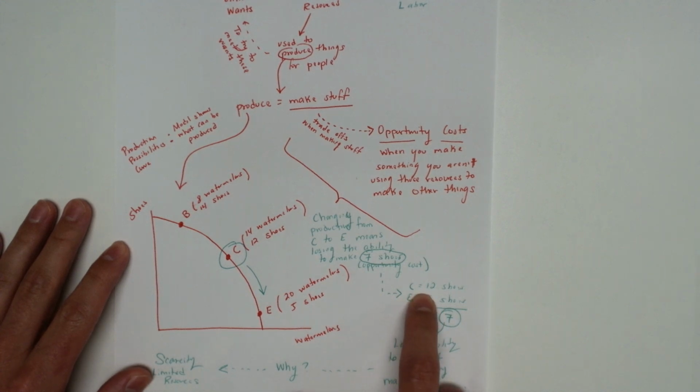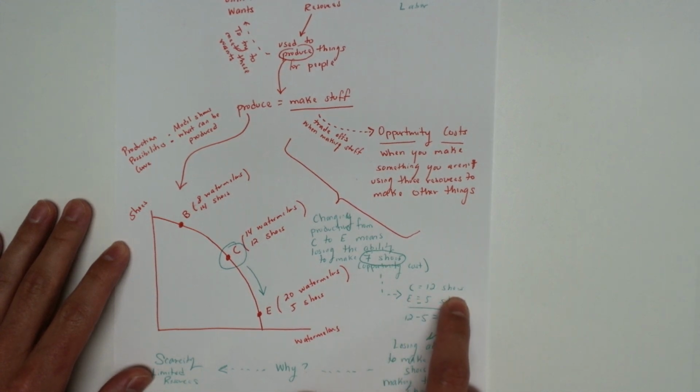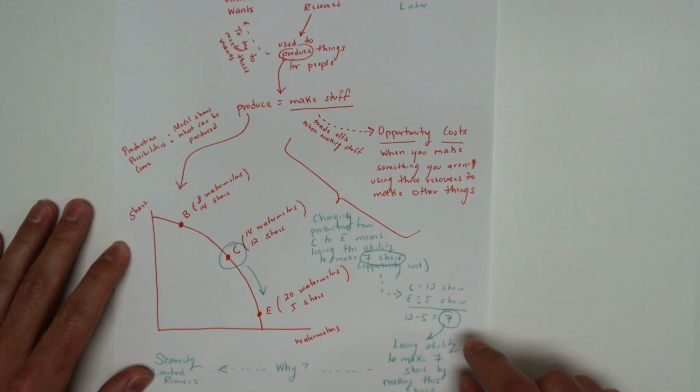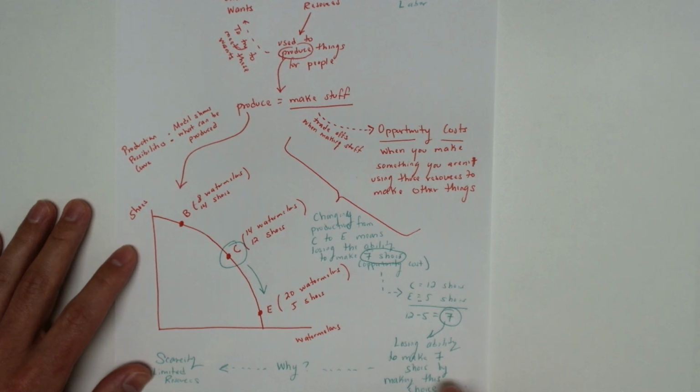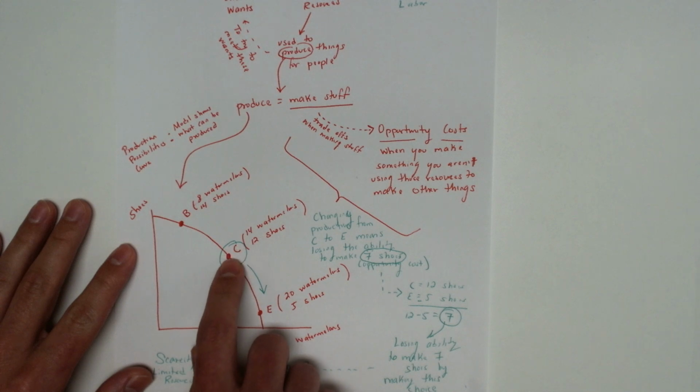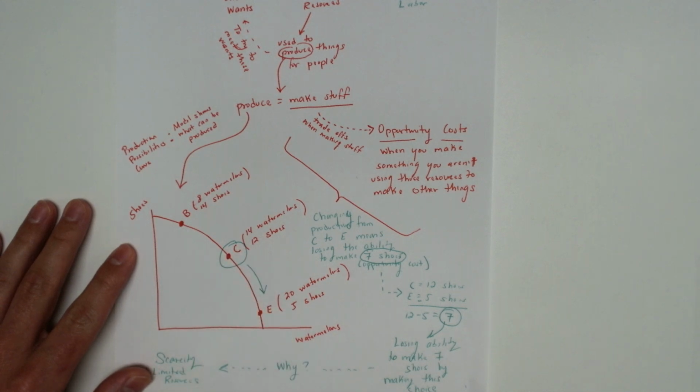So at C, we were able to produce 12 shoes. Now at point E, I'm only able to produce 5 shoes. 12 minus 5 gives me 7 pairs of shoes, which I am no longer able to make. So that's my opportunity cost of changing production from this point to this point.